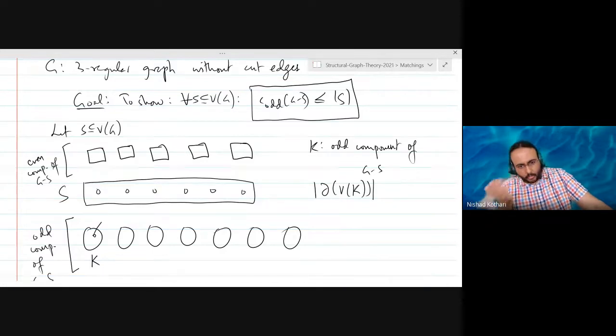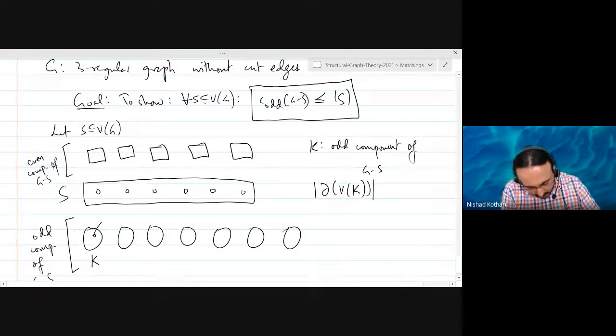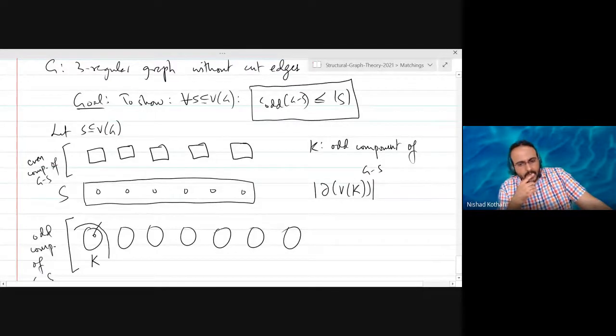Because these are components after deleting the set S. So, okay, good. Every edge that comes out of K has to have the other end in the set S. So now I'm looking at the cut, the whole cut corresponding to this component. What can we say about this quantity? At least 2. Okay, good. At least 2.